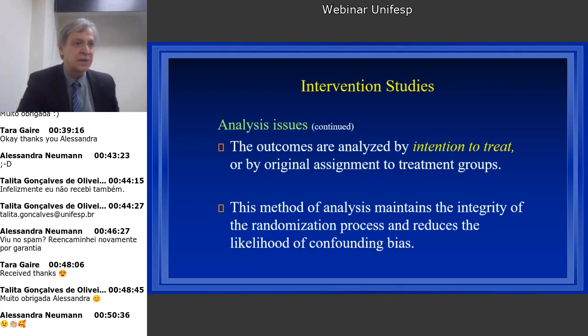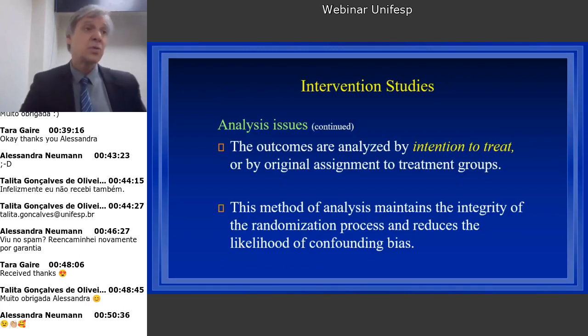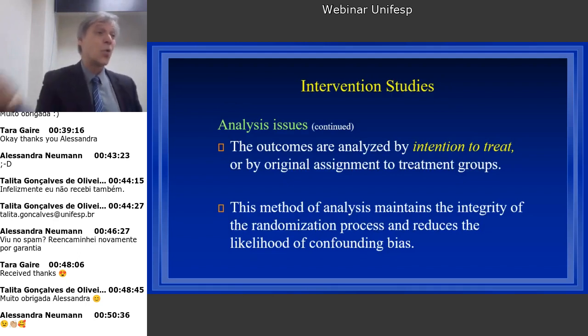That's what the intention to treat is. If people are changed over time from treatment to treatment and vice versa, you should not analyze them like they are at the end of the study. You should analyze them as they were at the beginning of the study. Okay? This maintains the integrity of the randomization because that's the purpose of the randomization.